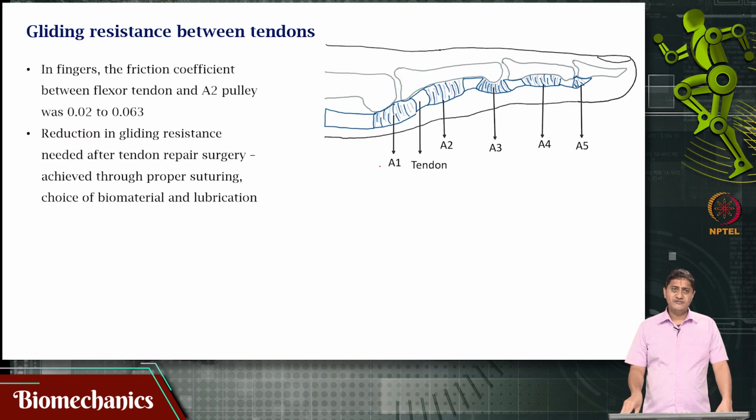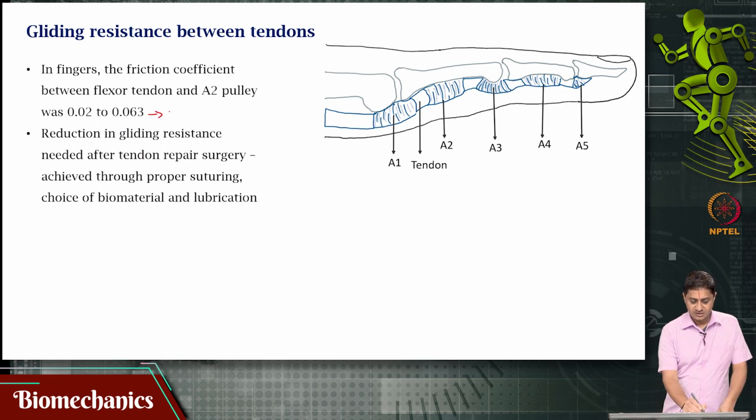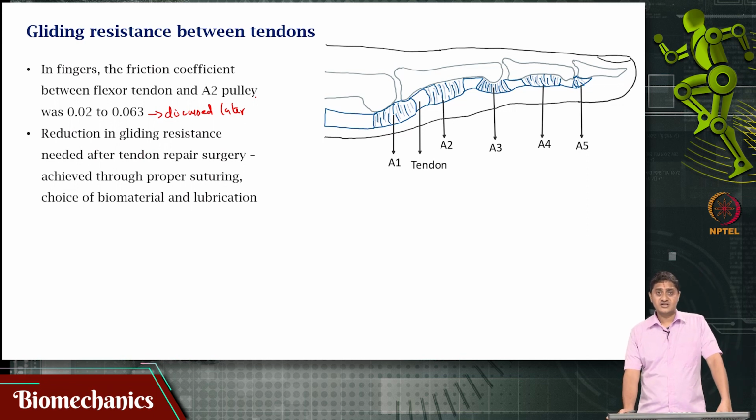In fingers, the friction coefficient between the flexor tendon and the A2 pulley was measured to be between 0.02 and 0.063. This is the friction between the flexor tendon and the A2 pulley. We will discuss this experimental approach and the corresponding paper a little later.